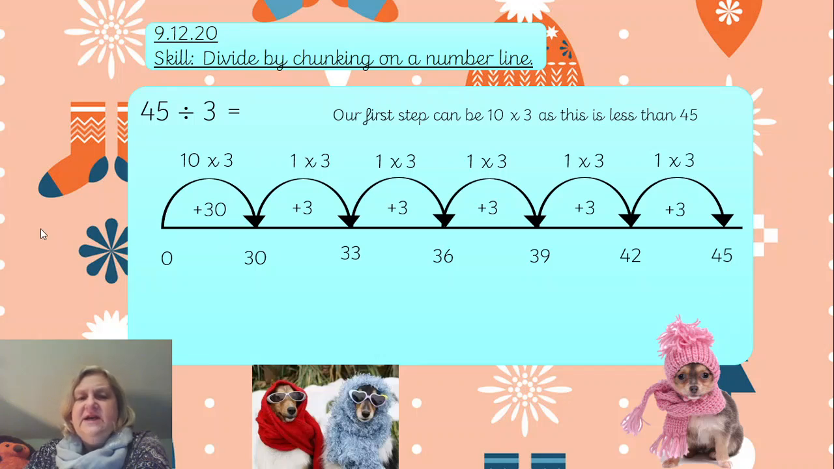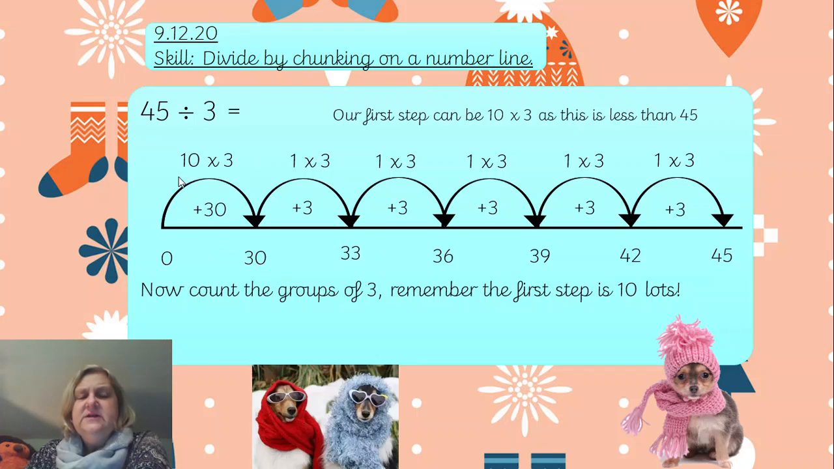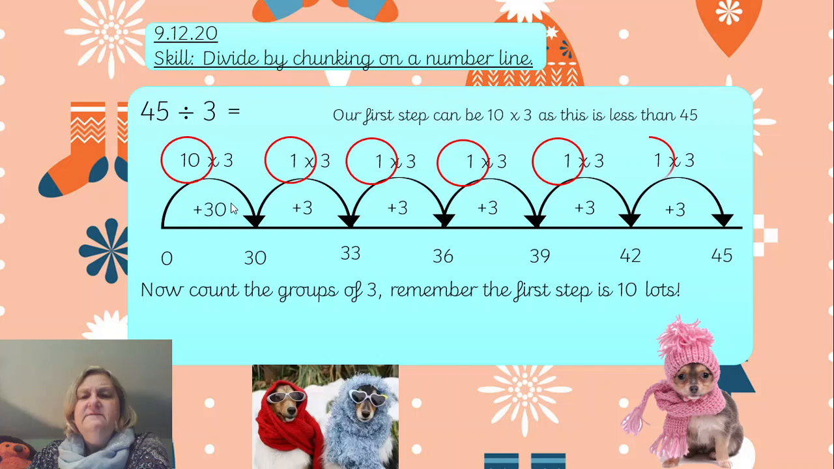Okay, so if you do this, then you count up your dividends, how many lots of 3 that you've jumped. So the first step is 10 lots of 3, so this is 10. Add 1, 11, 12, 13, 14, 15. So this is 15 lots of 3. So we've done 15 groups of 3. So our answer in here should be 15. So there are 10 plus 1, 2, 3, 4, 5. 10 plus 5 is 15 jumps.